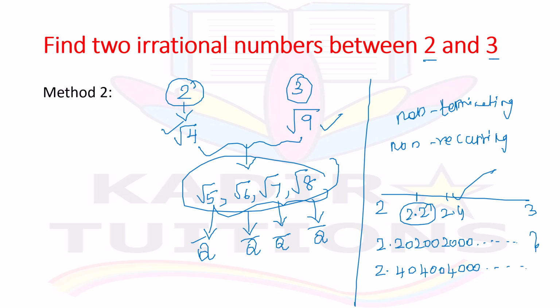If you see these two expressions, they are non-terminating, so they satisfy that condition, and they are also not repeating. If you notice this, it is not repeating, right? So it satisfies the condition of non-recurring. Then I can say this is an irrational number and this is also an irrational number, both lying between 2 and 3. So this is also a right answer, because between any two numbers we have infinite rational and irrational numbers. Hope you understood. Thank you.